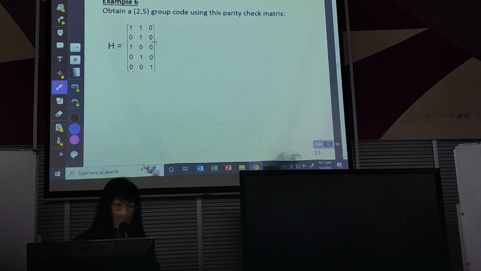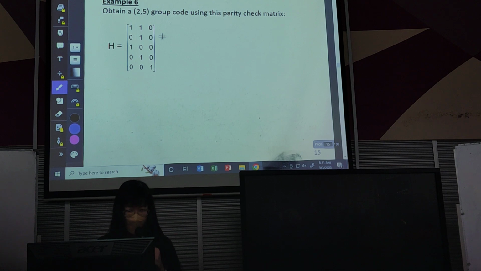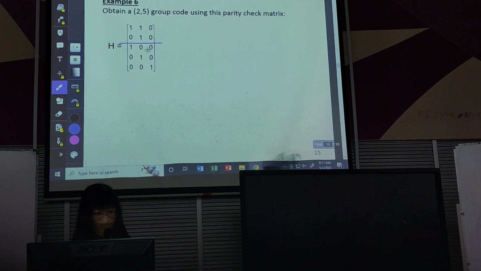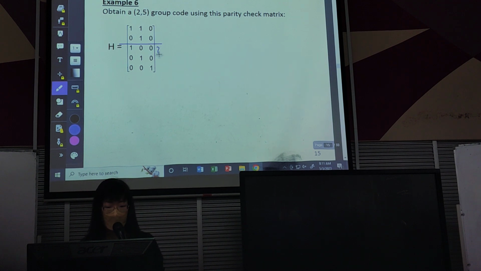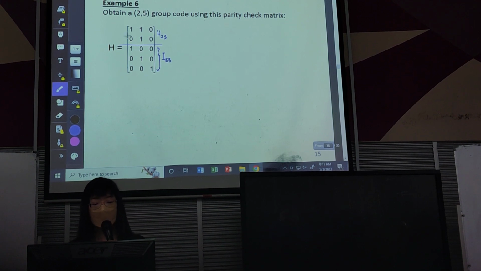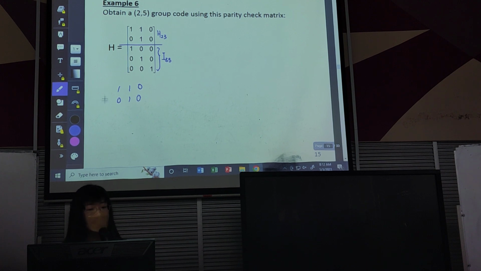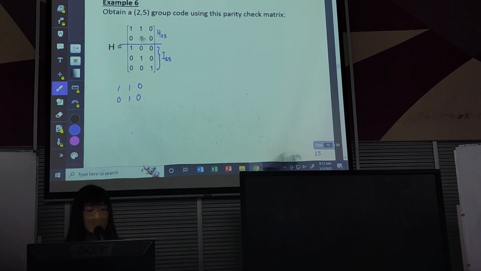If you have a matrix given and you want to find the group code, you need to divide this matrix into two parts. One is the identity matrix, this one, which is the three columns. So this is the 3x3 identity matrix. And the matrix above for the two rows here will be H23. Okay? Now, we will only use the first two rows when we find the group code. This 110, 010. And then you need to decide what is the matrix in front that can multiply with this H23.